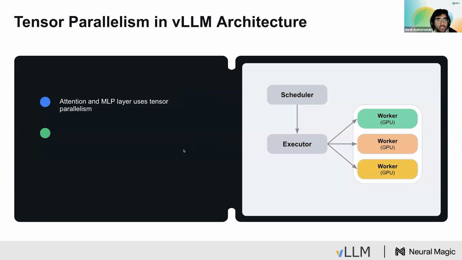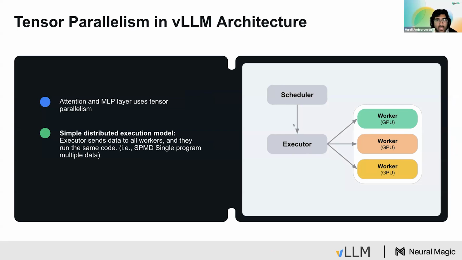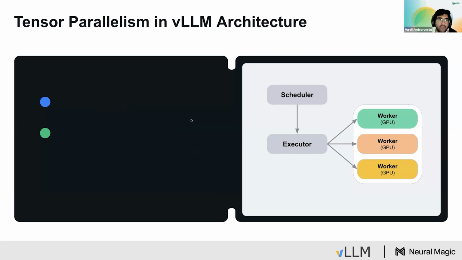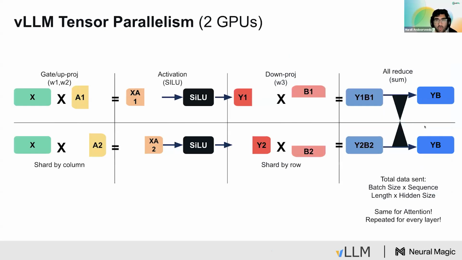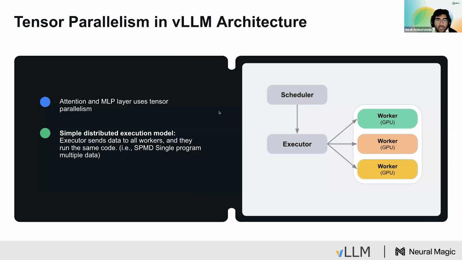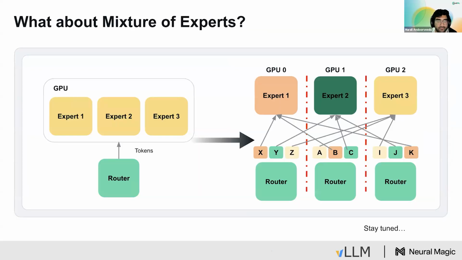So how do we do this in vLLM? Both attention and the MLP layer use tensor parallelism. As I mentioned before, the executor takes care of coordinating this distributed execution, and sends the exact same command to all of these workers. Going back to the previous slide, they're essentially doing the same operation. And this is our SPMD paradigm. So it's a very simple implementation that we have.